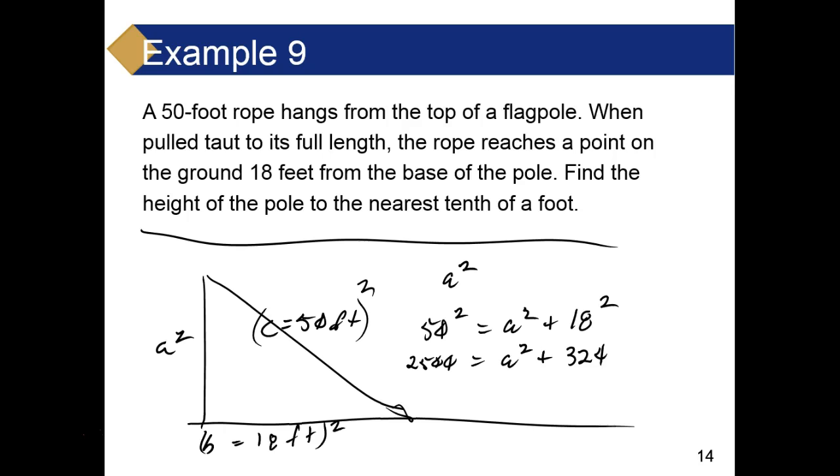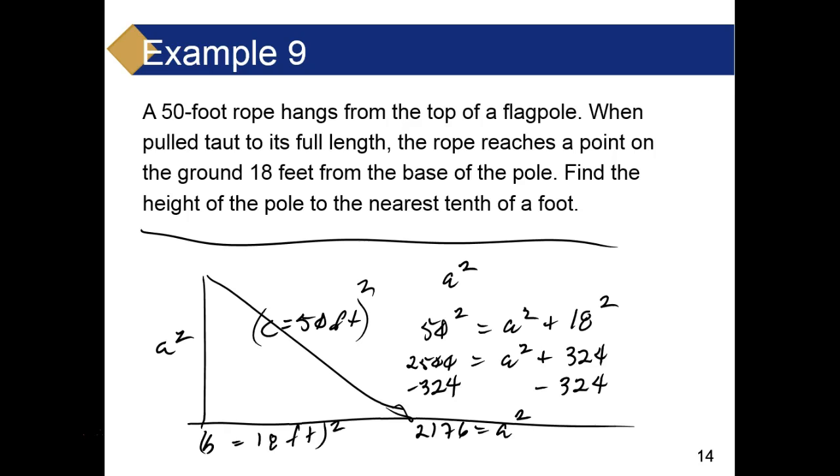Okay. Now what do we do? Subtract 324 from both sides. And that gives you 2176. Am I right? Equal to a squared. See, those will slow you down, but see if I'm right. Okay. Huh? Did I get it right? Okay. And then what do we do there?